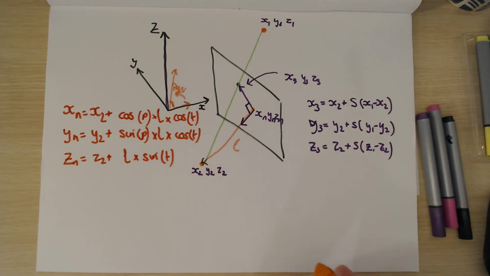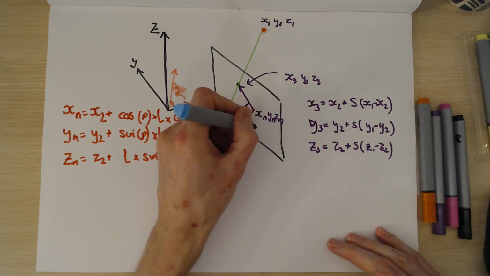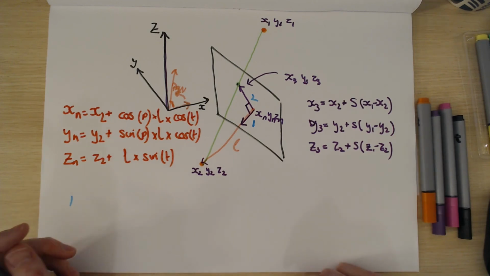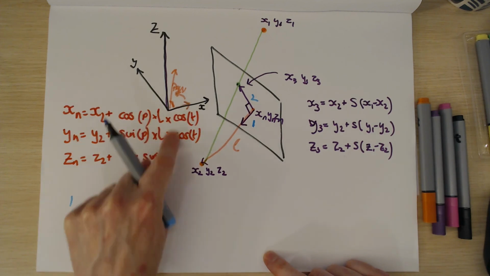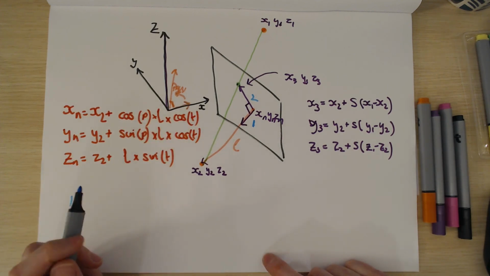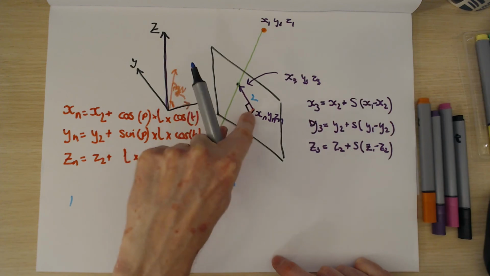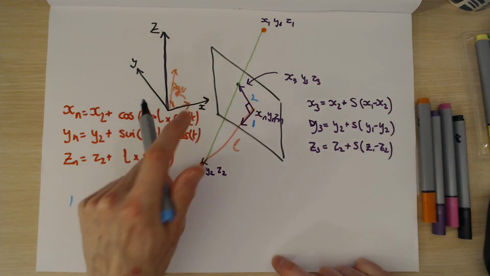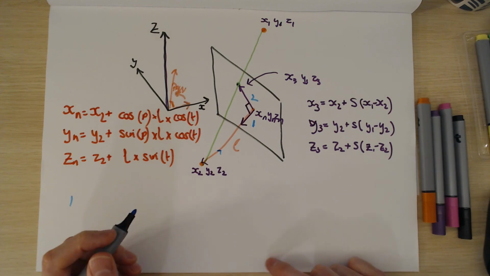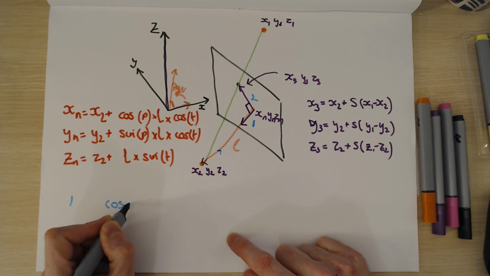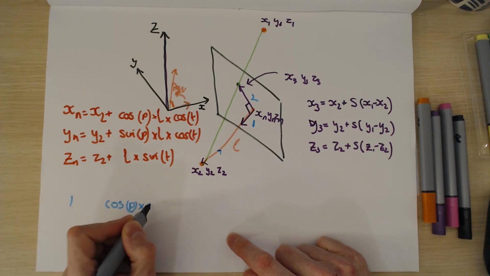So let's label these vectors. This is 1, this is 2. So what's the equation for vector 1? Well, it's actually here. So the direction in which x points, you'll see it actually points in the opposite direction to the x-axis, to the way that this is pointing. But the direction of this is just cos p times cos t.